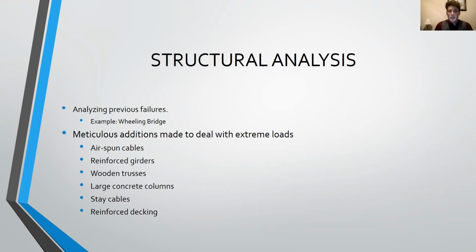As far as the structural analysis goes, the first thing that John Roebling, the head engineer for this project, did was look at previous failures in other projects. One of the projects he studied in depth was the Wheeling Bridge, which collapsed because of high winds. It was lifted in the center where the cables were tied to support the majority of the weight of the bridge, and it came slamming back down and caused the bridge to shear because of the impact.